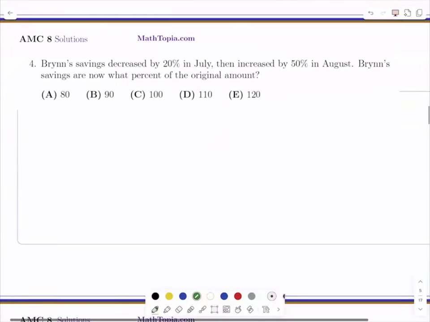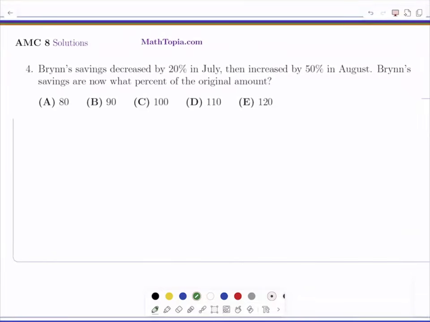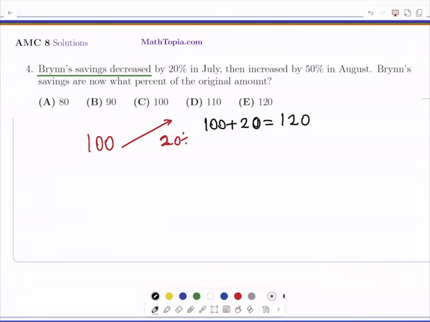Yusuf, number 4 is a percentage problem, right? Yes. What is a good way of approaching a percent problem? Always start with 100%. Okay, great. Let's start with 100 and increase it by 20%. If I increase 100 by 20%, what's 20% of 100? Of course, 20, right? Yes. That's going to be 120. Good.